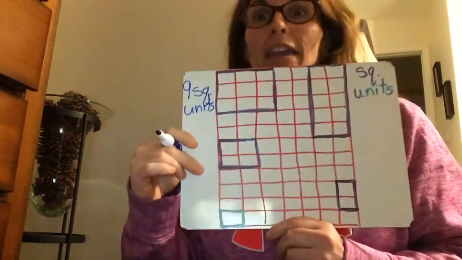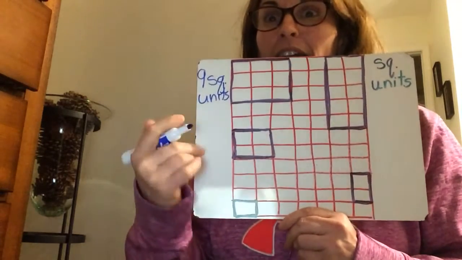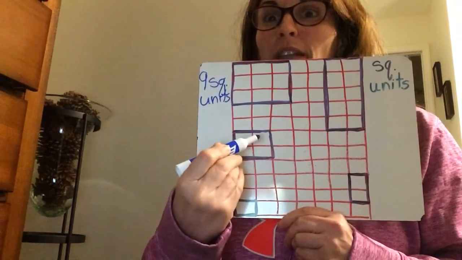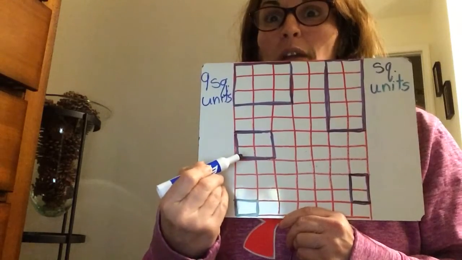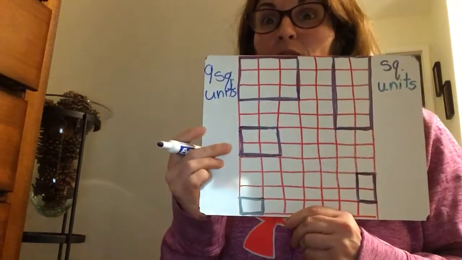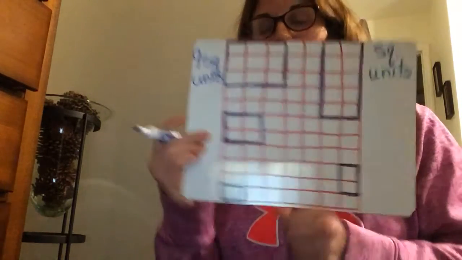Let's go here. A-R-E-A, count the squares inside. Hey, count with me. 1, 2, 3, 4. So the area of this rectangle would be 4 square units. SQ is the abbreviation for square.